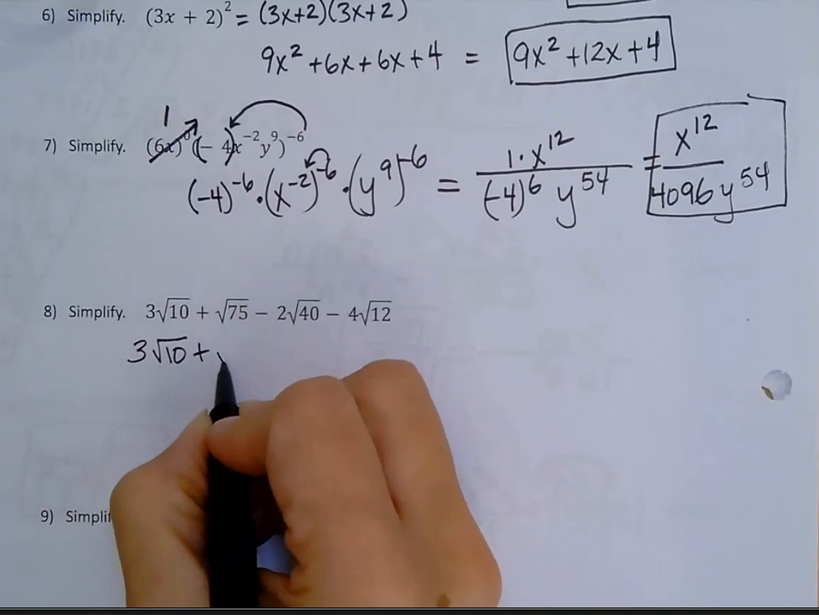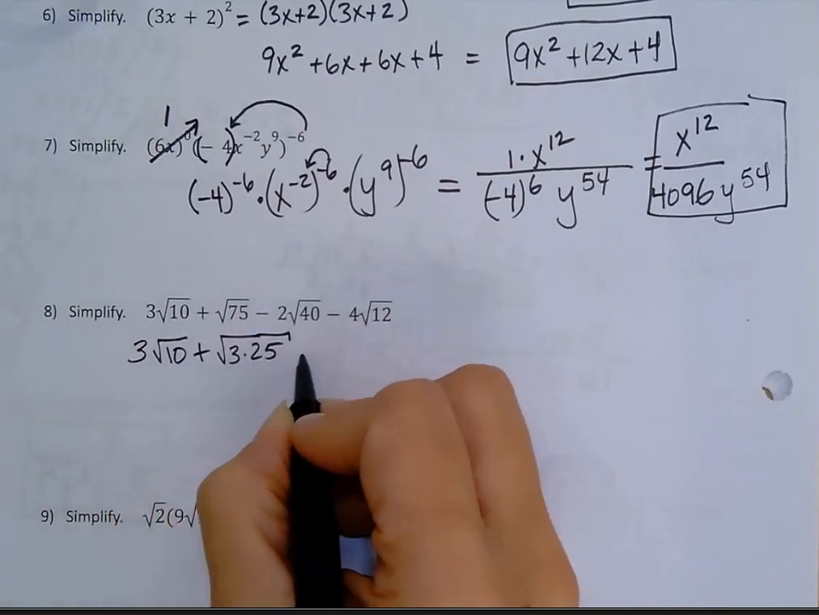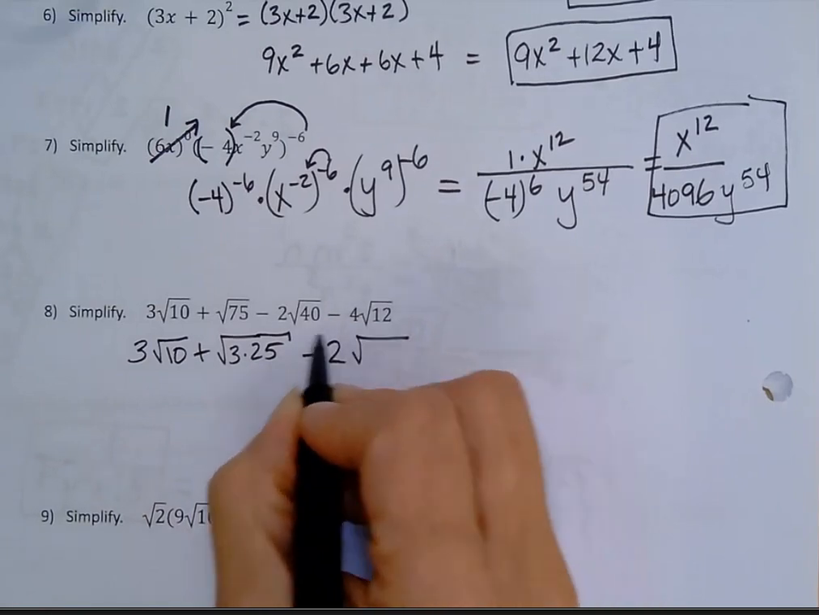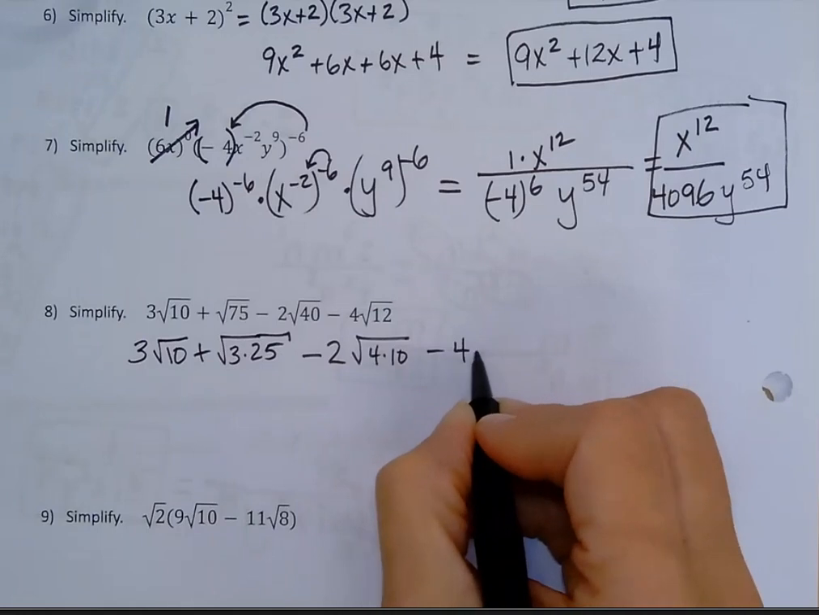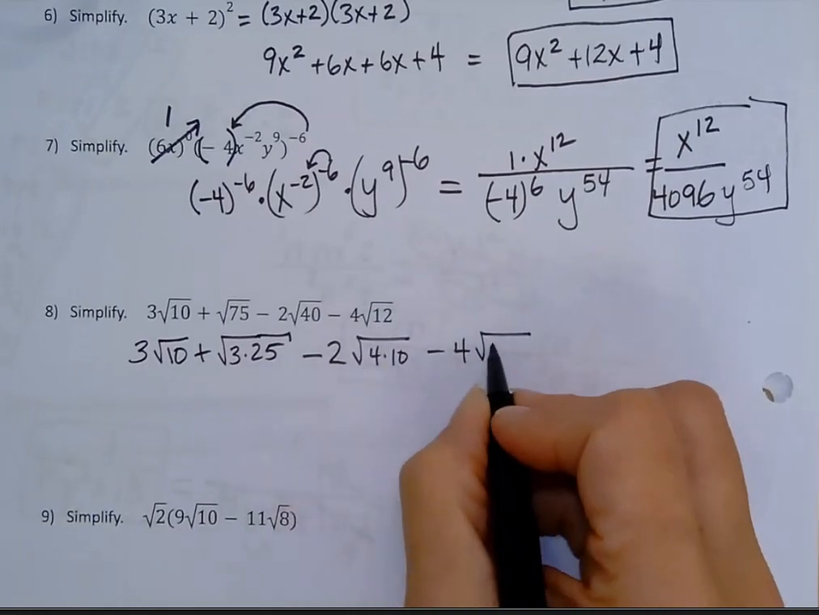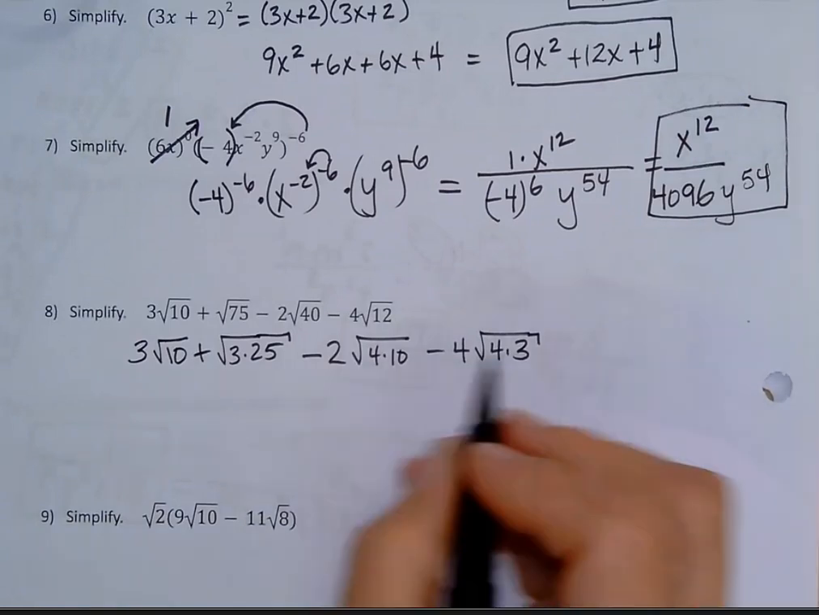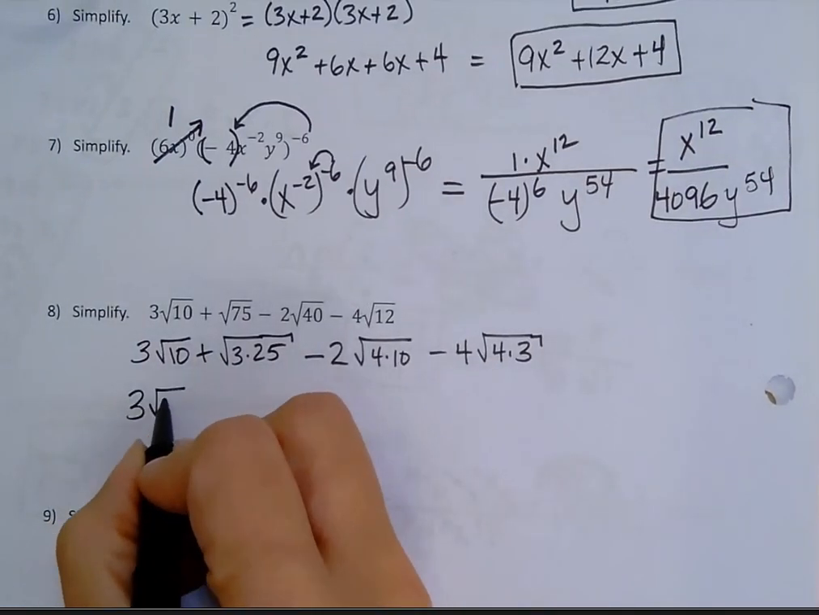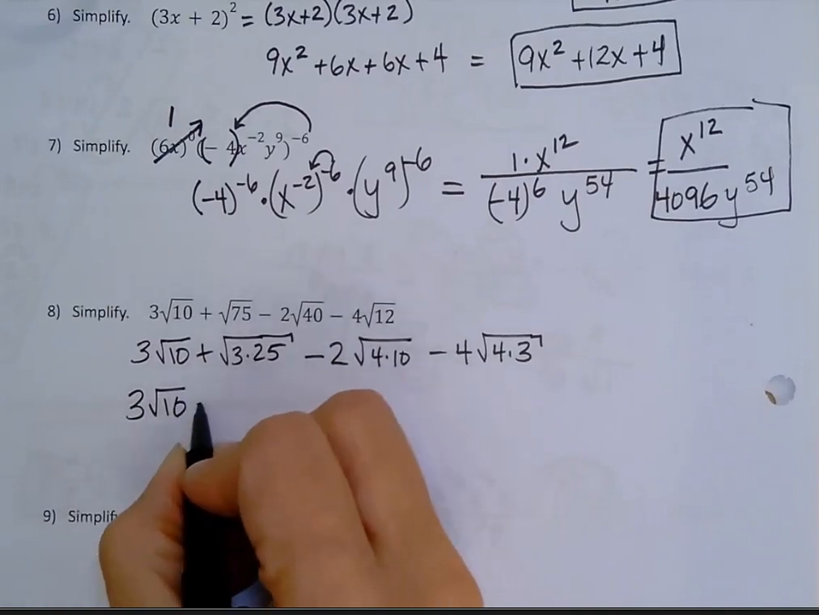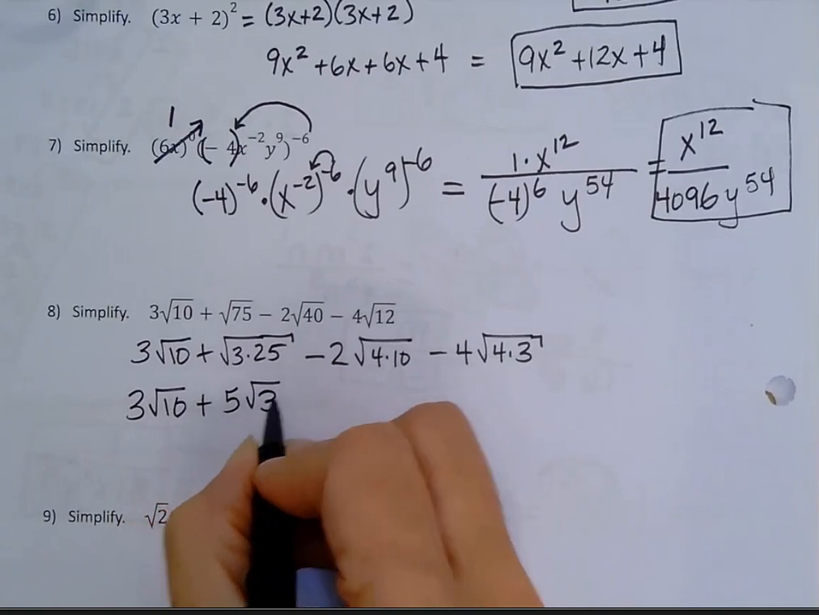This is the square root of 3 times 25, right? Minus 2 times the square root of, I know that's 4 times 10. Minus 4 times the square root of, I know 12 is 4 times 3. So I've expanded it all the way out, and now I'm going to simplify my radicals. 3 times the square root of 10 is still the same. Here, I can pull out the square root of 25, so I have 5 times the square root of 3.